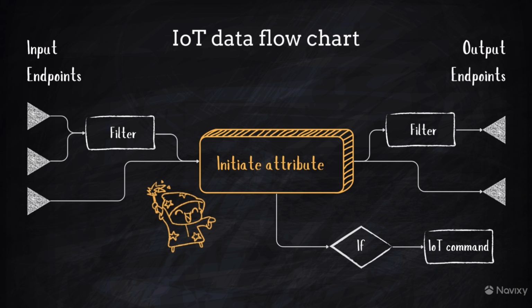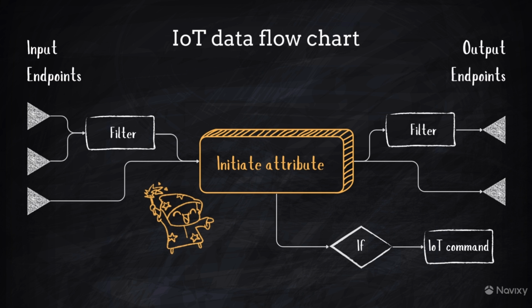The heart of Navixy's IoT logic is a powerful and intuitive flowchart model for data transformation. The visual approach to data processing allows users to architect complex data pipelines with ease, turning raw device data into more meaningful, structured information. The flowchart consists of interconnected nodes, each representing a specific data operation or transformation. Today, we're focusing on the cornerstone of this system, the initiate attribute node. It's a versatile tool that allows you to define and manipulate data attributes using a robust expression language.